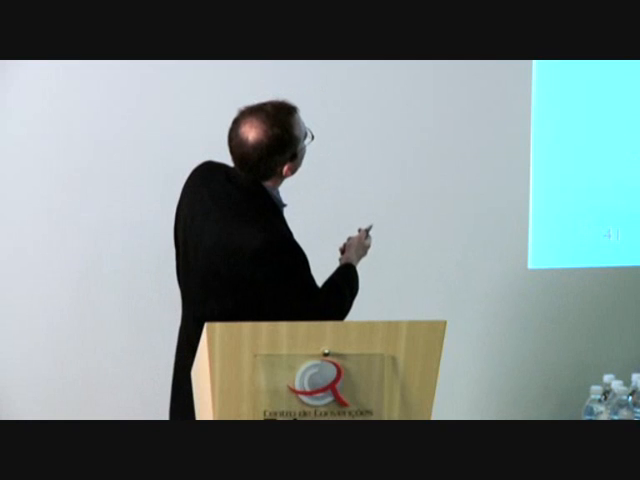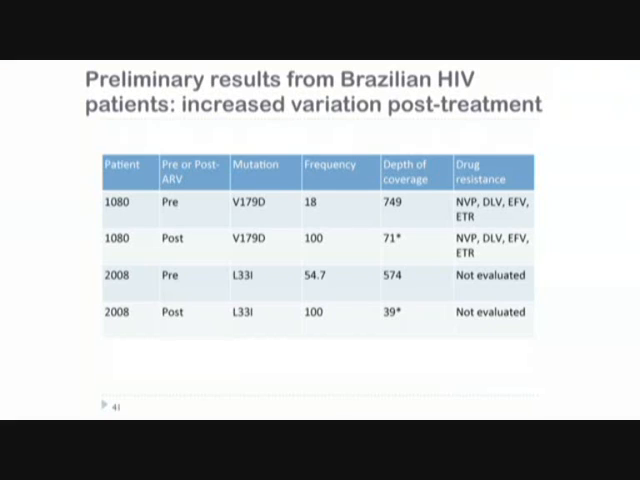We also have 2 examples where we had paired samples from early, before pre-treatment and post-treatment, and we have mutations that increased in frequency from, in this case, 18 to 100%, and from here from 54 to 100%. So you can, in fact, use this technology to longitudinally monitor the emergence of drug resistance during infection.